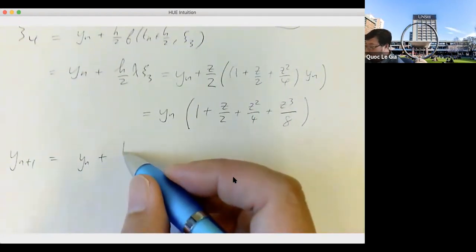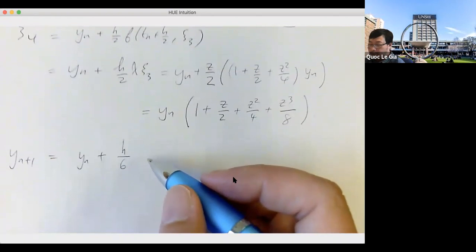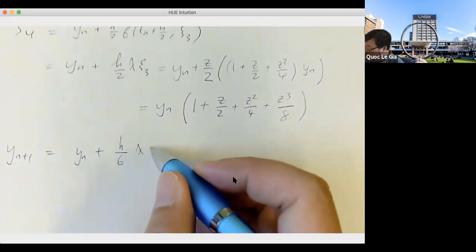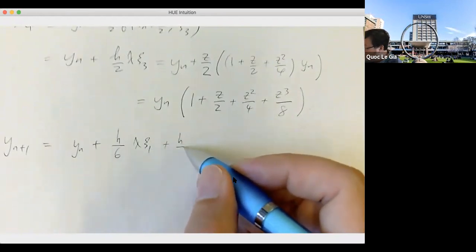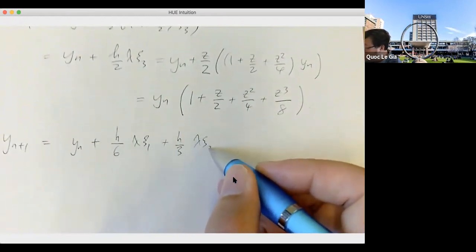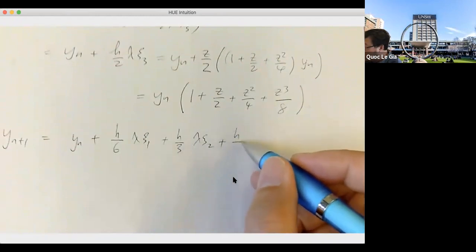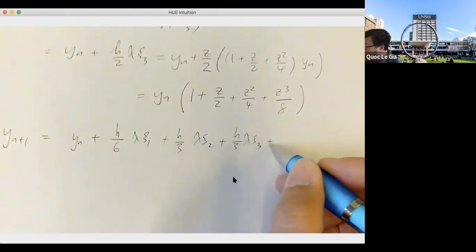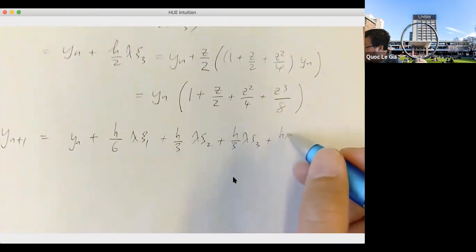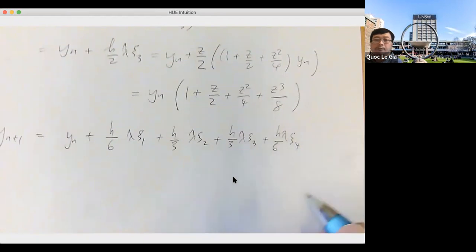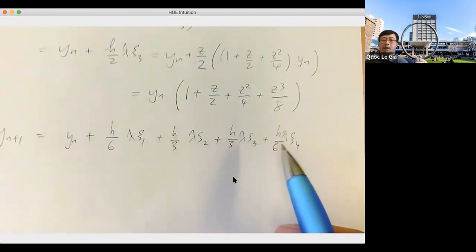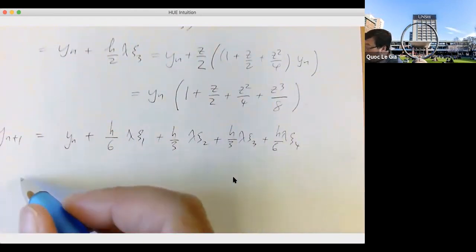The formula is h over 6 f of xi 1. So what is f of xi 1? It is just lambda xi 1 plus h over 3 lambda xi 2 plus h over 3 lambda xi 3 plus h over 6 lambda xi 4. Okay. And so now you have xi 1, xi 2, xi 3, xi 4 already. You just plug it in.